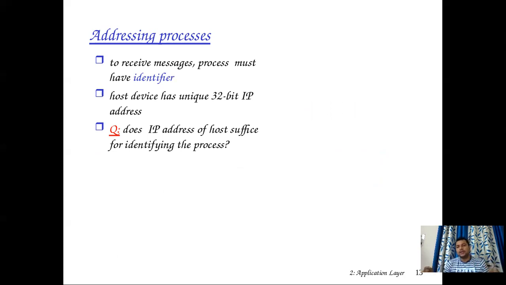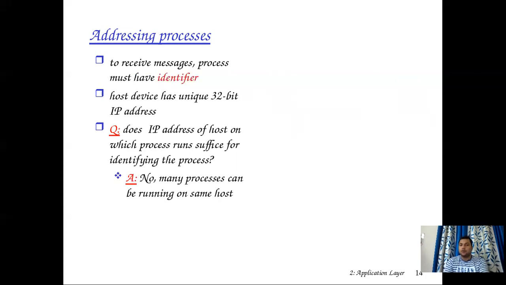So globally, you can uniquely identify those nodes through their 32-bit IP address. We are considering only the IP version 4 addressing mechanism. Now the question comes: whenever process-to-process communication starts happening, is this 32-bit identifier associated with the end node enough to distinguish the processes? The answer is no, because many processes are running on the same host, on the same device, which has a single IP address.